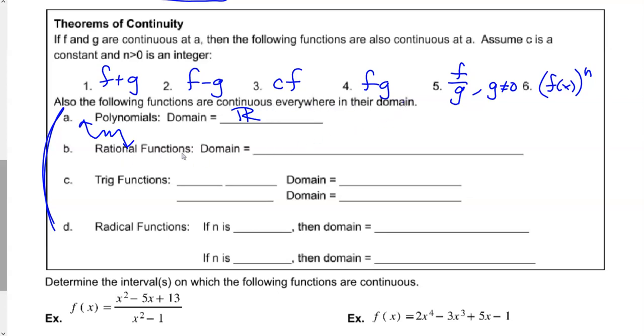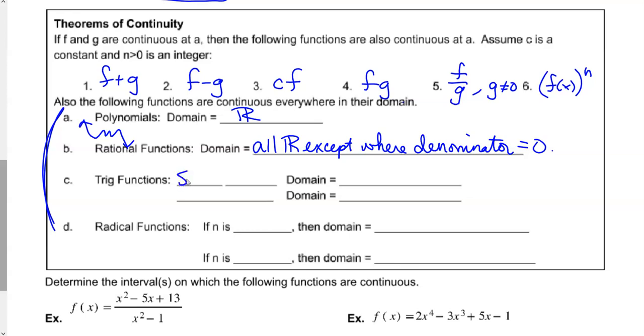A rational function will be continuous everywhere in its domain. So a rational function is a fraction where we are going to be looking at all reals except where the denominator equals 0. So you look at where it equals 0, you take that out. It's not going to be continuous at that spot, but it will be continuous any other place in that domain.